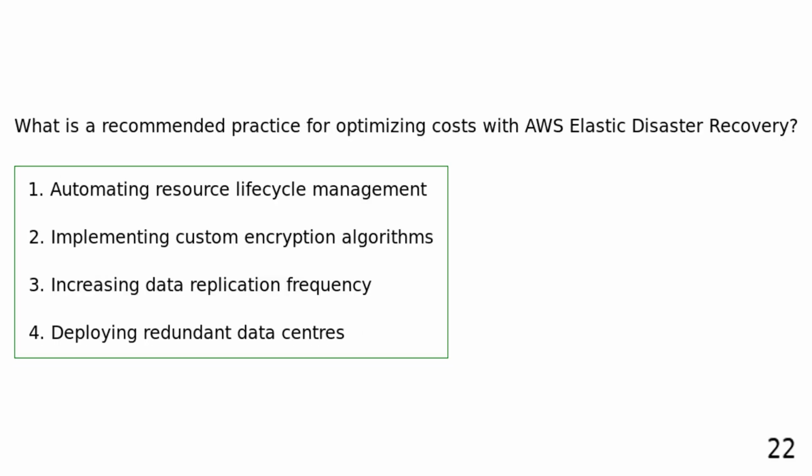What is a recommended practice for optimizing costs with AWS Elastic Disaster Recovery? Automating resource lifecycle management. Implementing custom encryption algorithms. Increasing data replication frequency. Deploying redundant data centers.